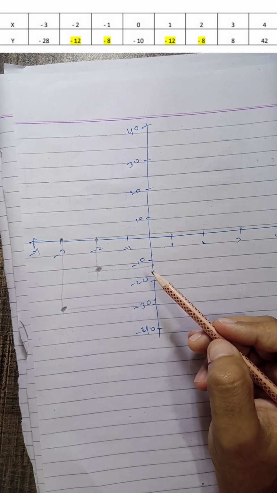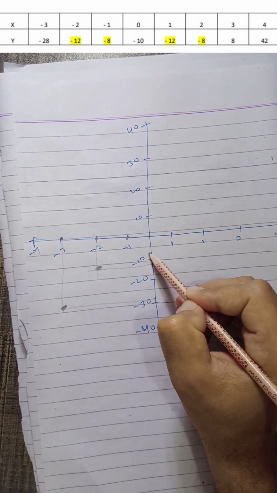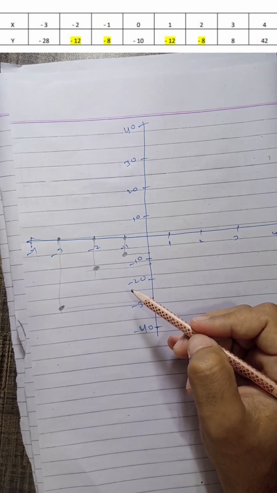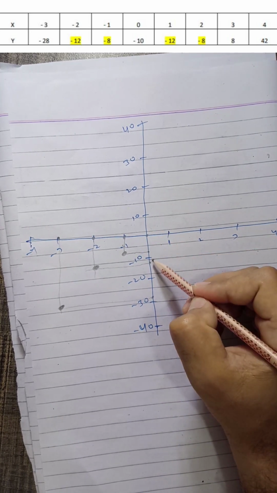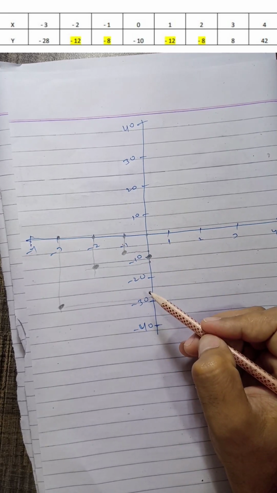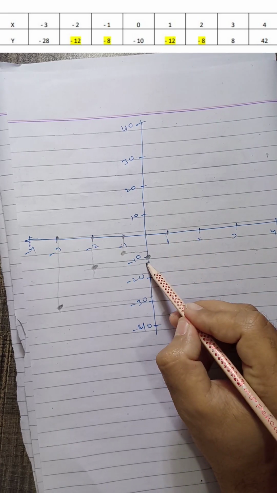When x is minus 1, y is minus 8, somewhere here, this point. And when x is 0, y is minus 10 at this point. When x is 1, y is minus 12, this similar point.